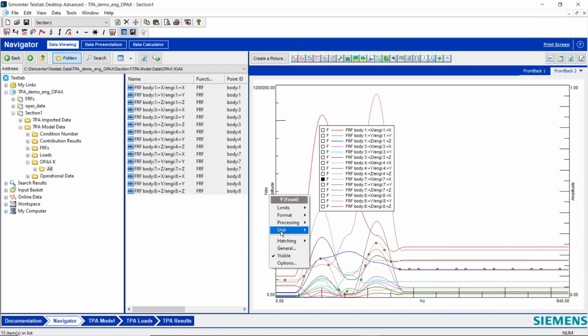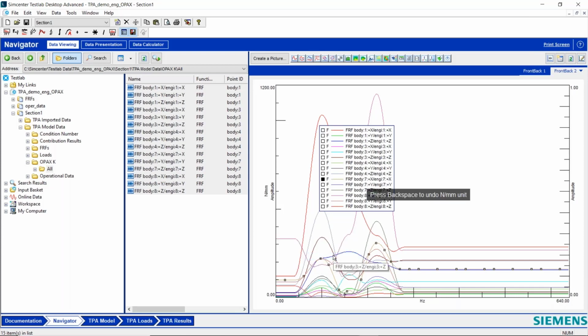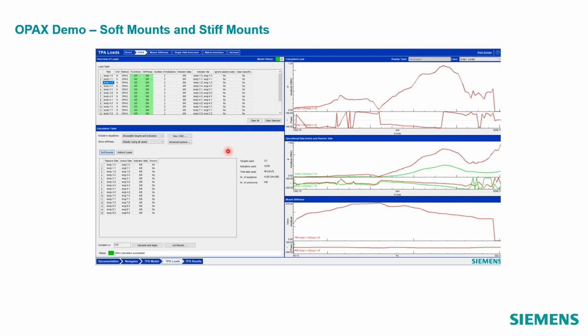Oh, that didn't... let me put it into millimeters. Okay, that's more realistic. I think that's it. So that was the software. Let me go back to the slides and see what else we wanted to cover.